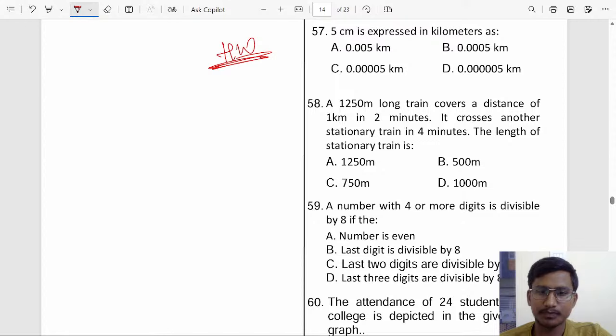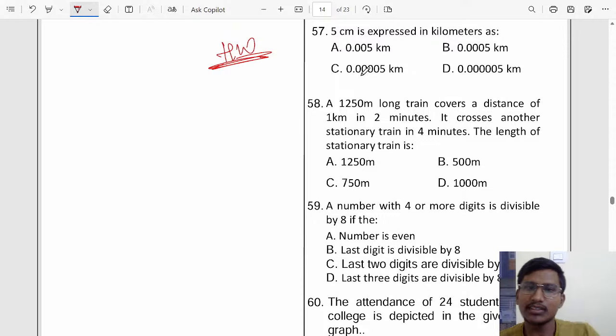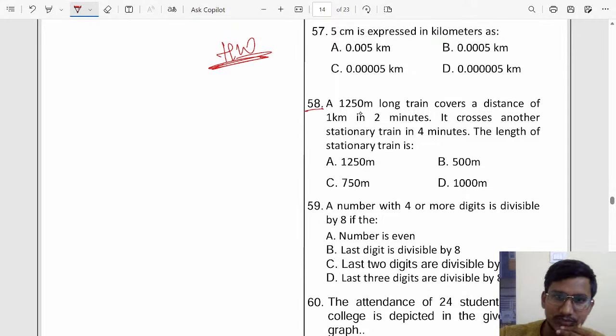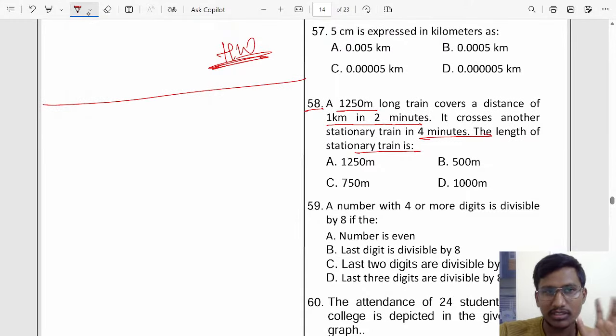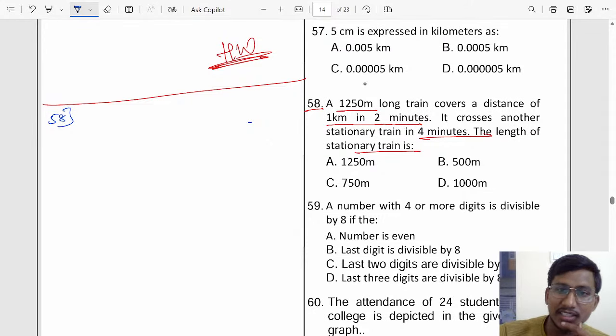Here it is a little different. Question 58: A 1250 meter long train covers a distance of 1 kilometer in 2 minutes. It crosses another stationary train in 4 minutes. The length of the stationary train is what they are asking. It is a little complicated, so listen carefully.